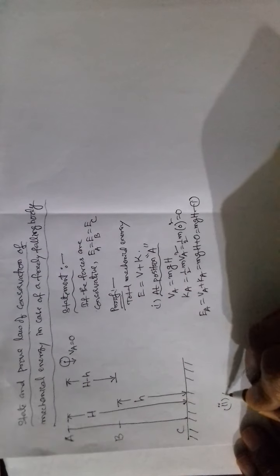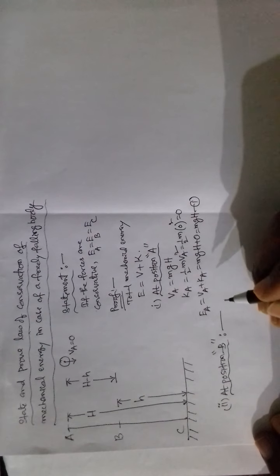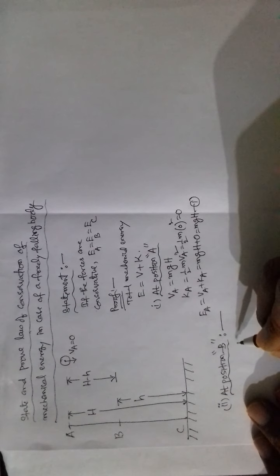So now let us go for the second position, and that is at position B. At position B, VB is equal to mgh, height is h, and kinetic energy is half m VB square. See here, its velocity is VB.